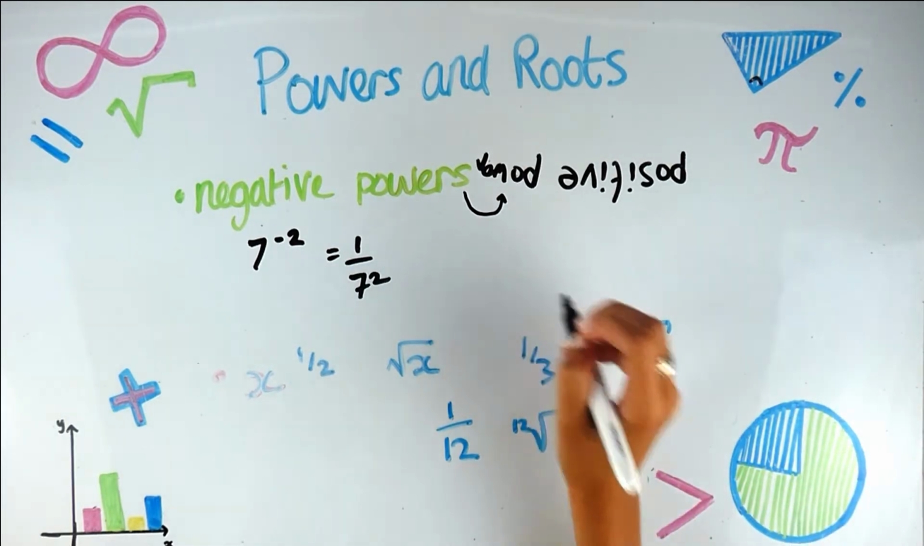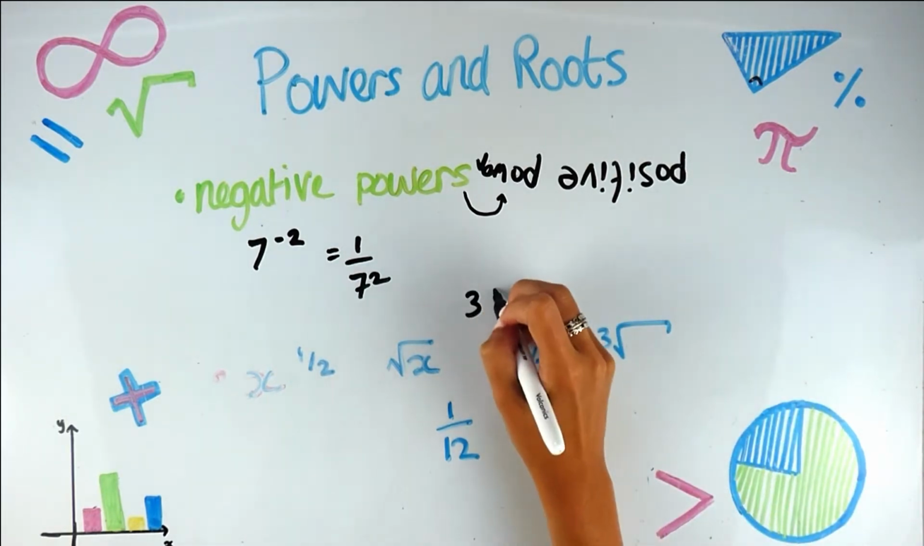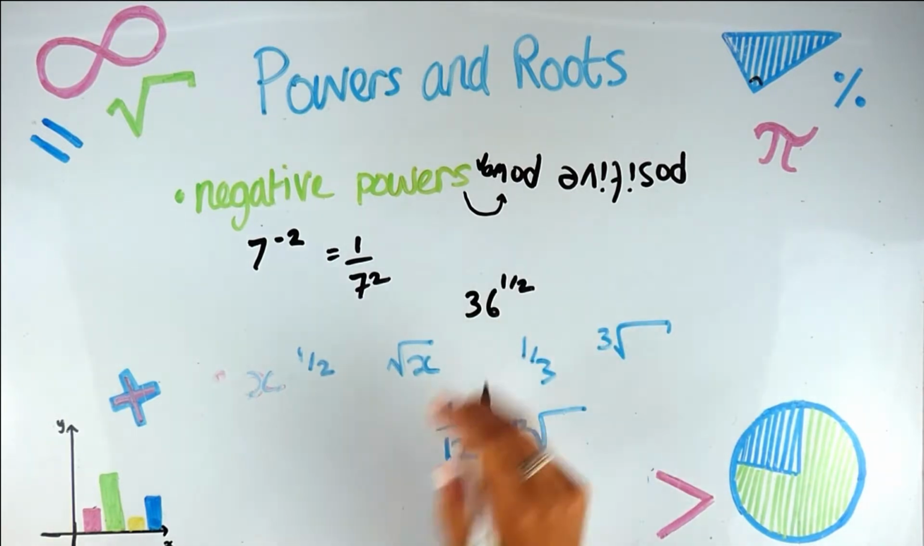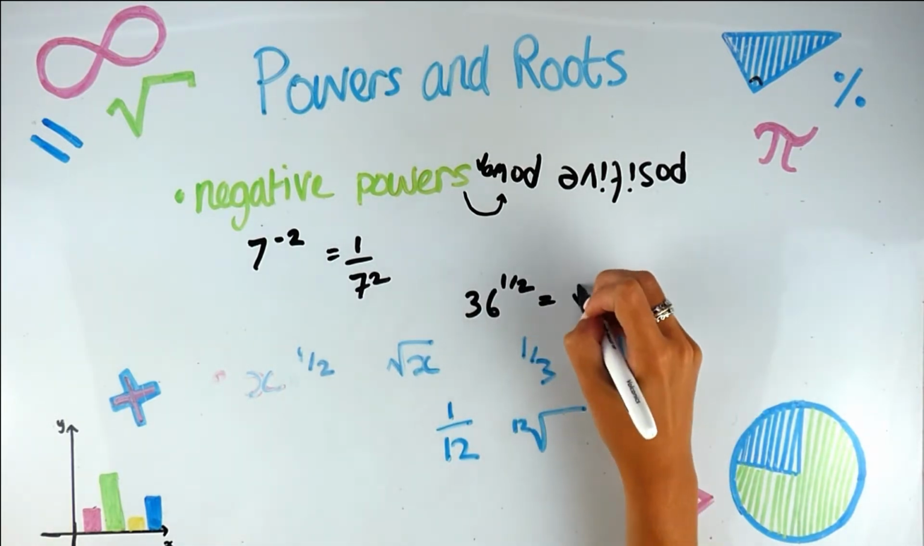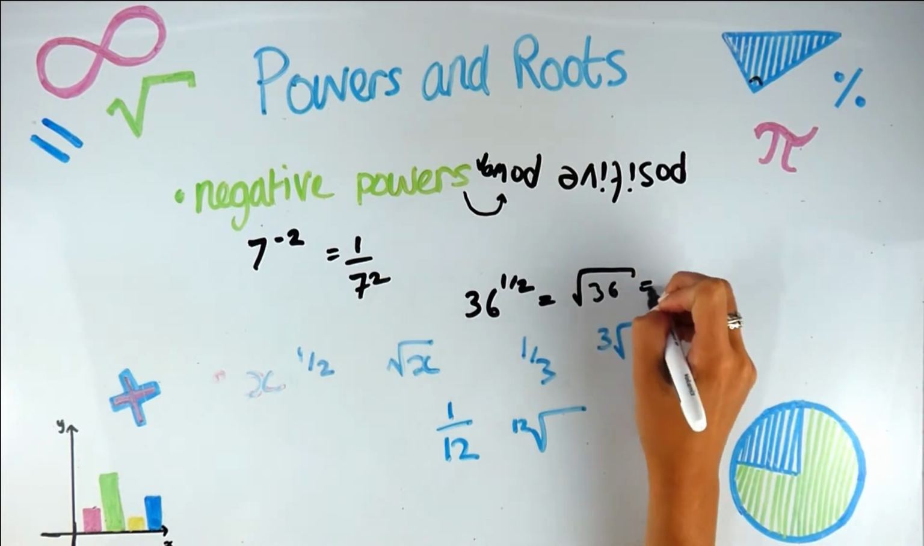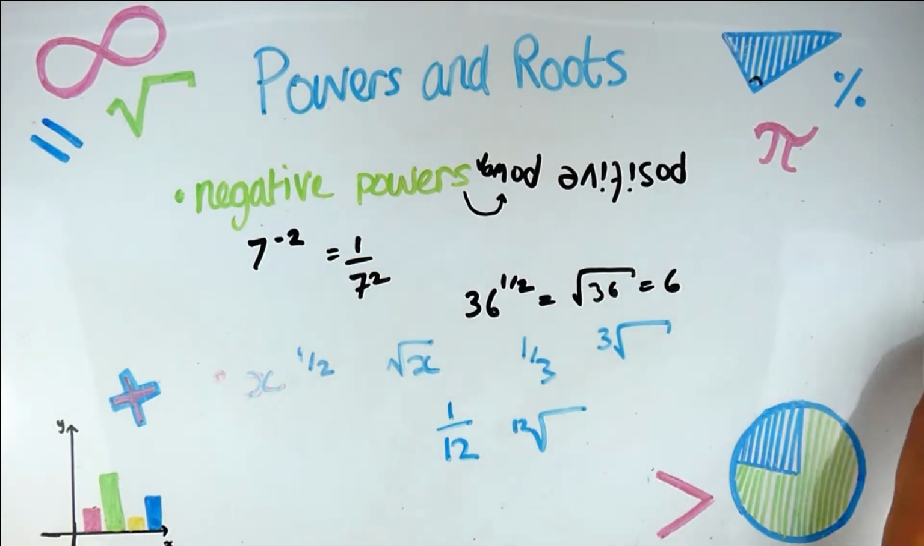So for example, 36 to the half. Half is the same as square root, so you have root 36, which equals 6.